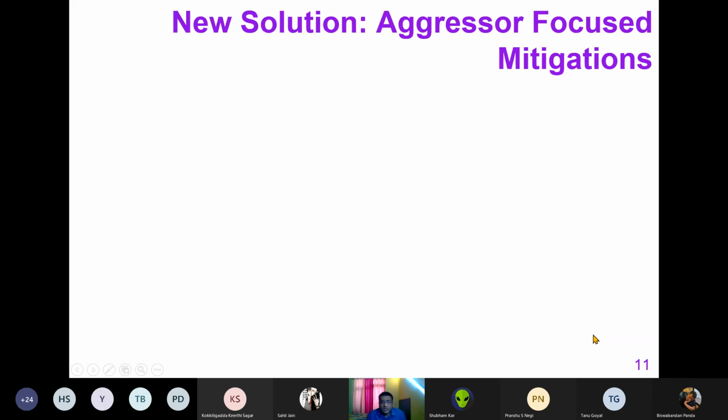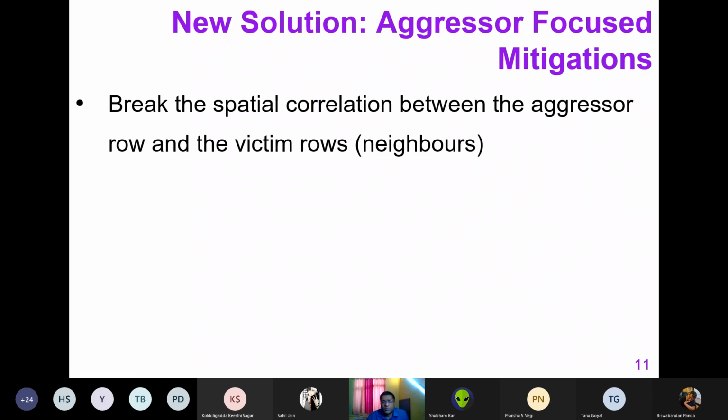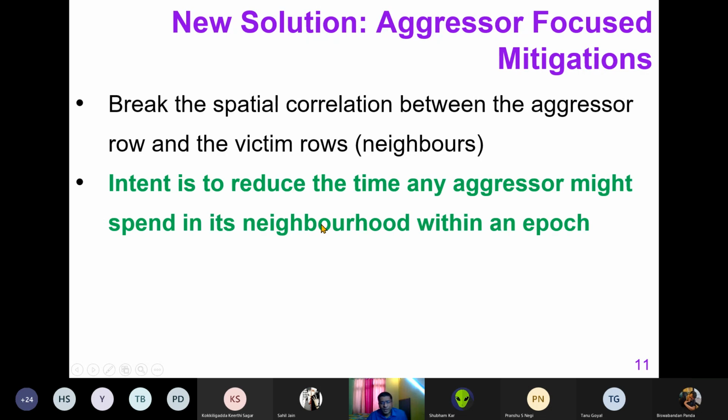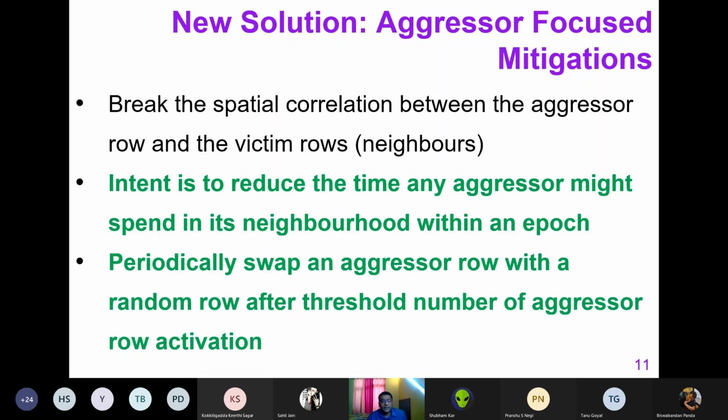Okay, now let's try to understand what the new solution is. They are proposing aggressor-focused mitigation. What they are doing is breaking the spatial correlation between the aggressor row and the victim row. That means they are trying to reduce the time the aggressor spends with the neighbors. If within an epoch you can make sure that the aggressor does not spend much time with the victims, then probably the row hammer attack may not be possible. So they are building on that concept.